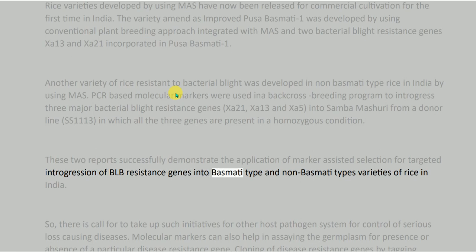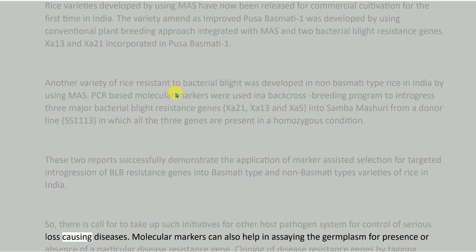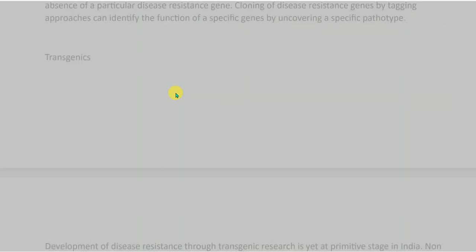So, there is a call to take up such initiatives for other host pathogen systems for control of serious loss-causing diseases. Molecular markers can also help in assaying the germplasm for presence or absence of a particular disease resistance gene. Cloning of disease resistance genes by tagging approaches can identify the function of specific genes by uncovering a specific pathotype. Transgenics. Development of disease resistance through transgenic research is yet at a primitive stage in India.